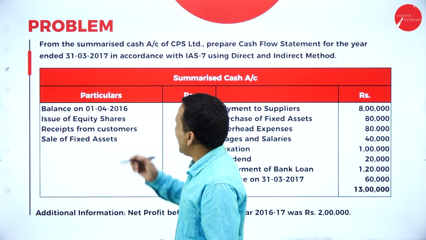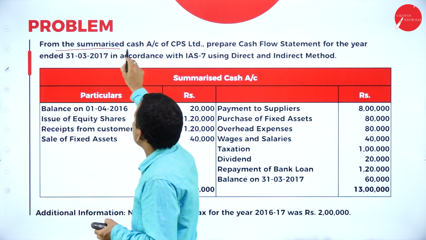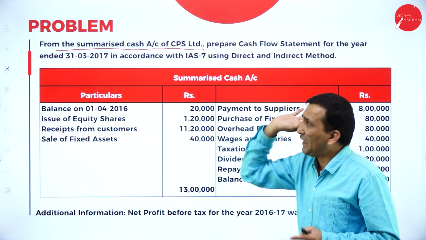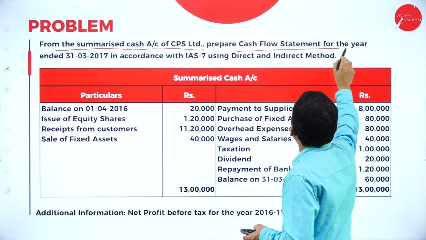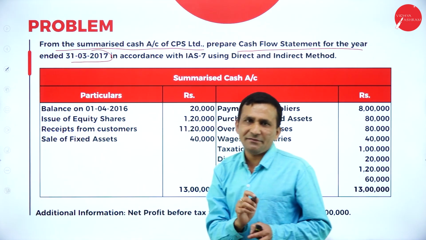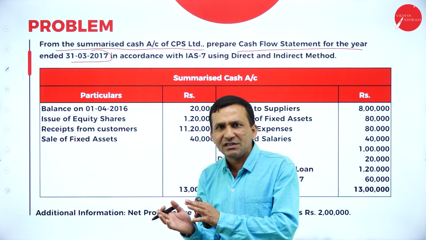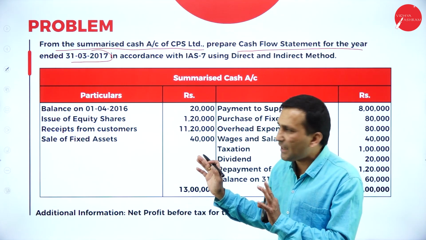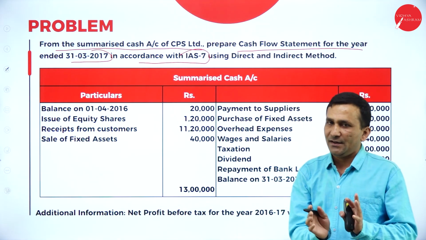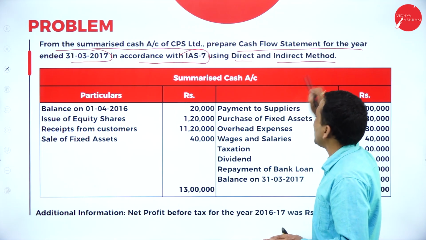The first one has some information related to the question. From the summarized cash account of CPS Limited, one company, prepare the cash flow statement for the year ended 31st March 2017. If they give two years, there is a different procedure, but only one year is given. In accordance with Indian Accounting Standard 7, using the direct method and indirect method.